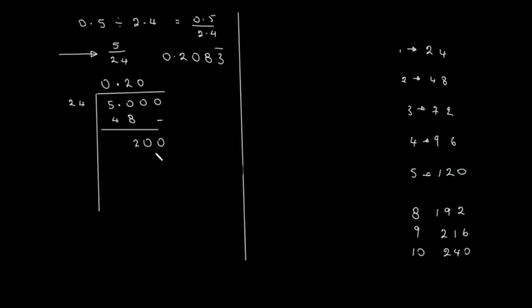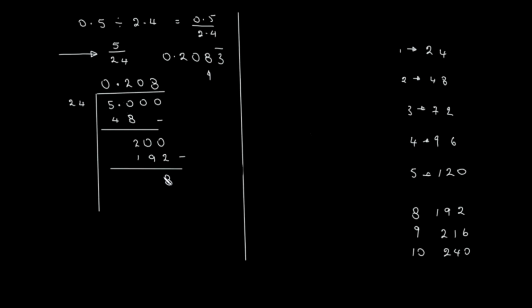Okay, 200, let's have a look. That is too much. That will fit, so it's 8 times. 8 times 24 is 192. Do the subtraction to find what the remainder is. 2 from that leaves me 8. And that's all that the remainder is, because we then carry that across.